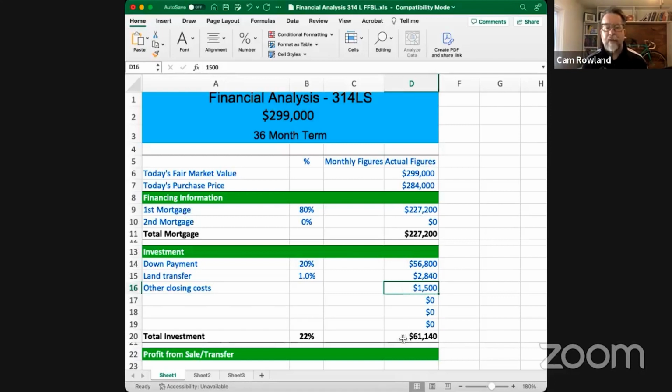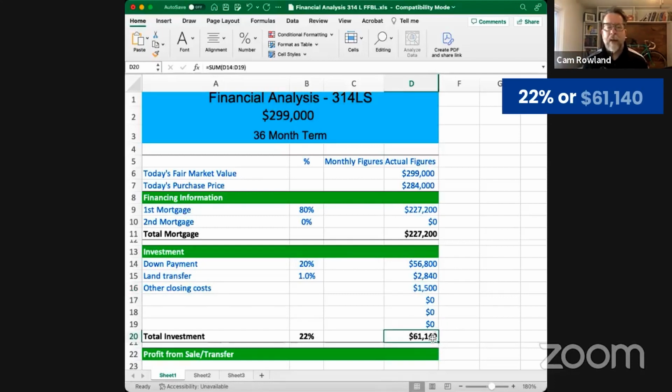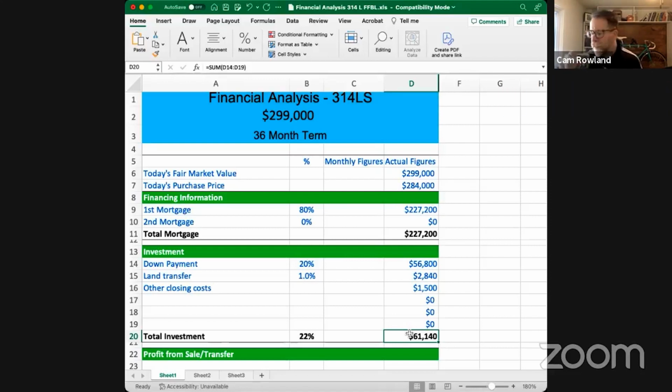So that meant my investor needed to come in with approximately $61,000, and also qualify for a mortgage with the bank for the amount of $227,200. That is how I pitched the deal to my investor in terms of what money they had to put in. So bottom line, they put in $61,000. This was a projection.